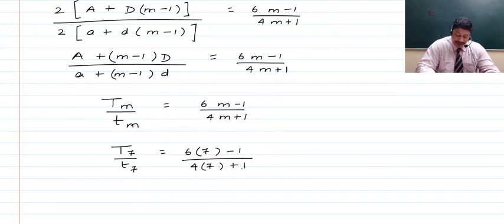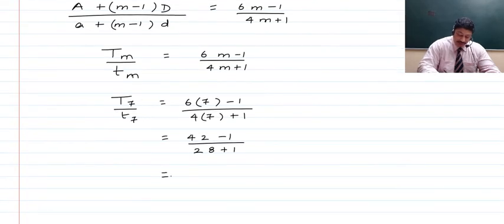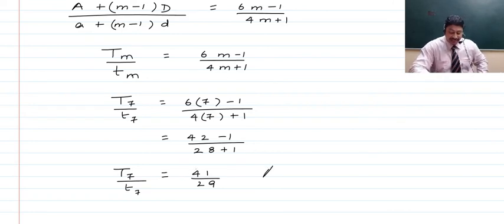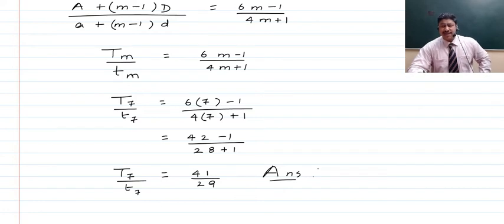right, plus 1. Now further, when we solve this will give us 42 minus 1, which will be divided by 28 plus 1, and that, guys, is going to become equal to 41, which will be divided by 29, and this, guys, is the ratio of the 7th terms of both of these arithmetic progressions, and this will then become your final answer.